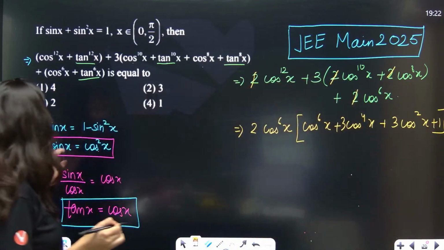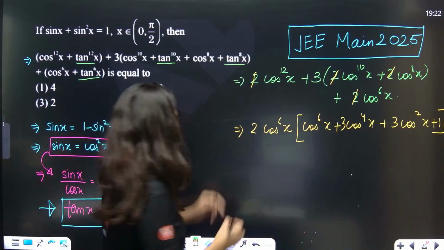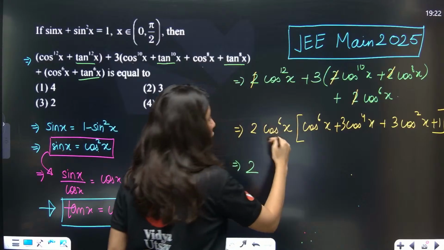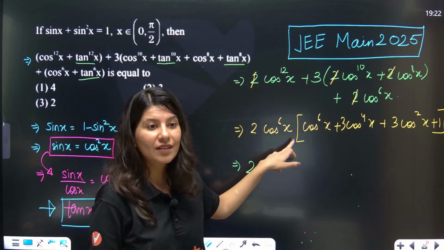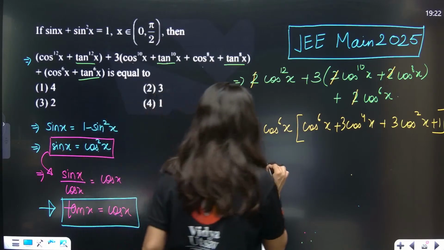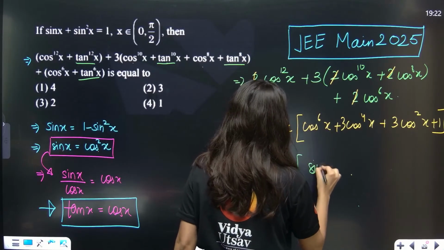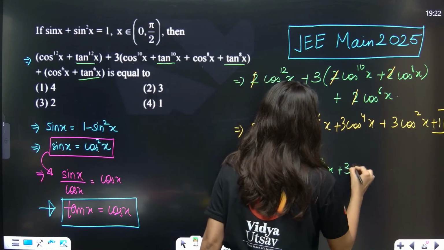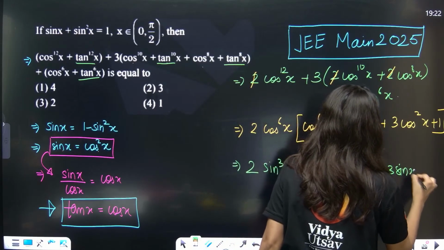Now, do you see? Cos square x can be further written down as sin x. So this is nothing but 2 cos power 6x will become what? Cos power 6x will become what? Sin cube x. This is again sin cube x plus 3 sin square x plus 3 sin x plus 1.